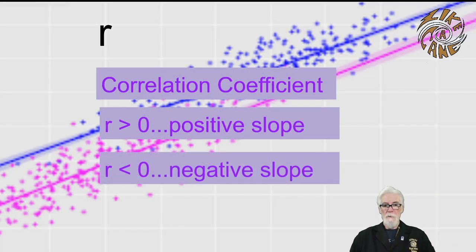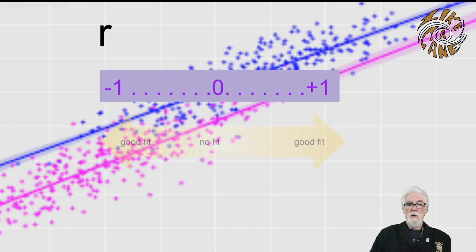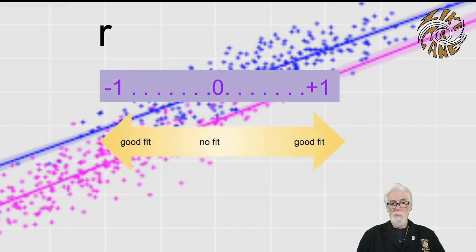So now let's talk about R. The name for R is the correlation coefficient. When R is positive, greater than 0, that means it's a positive slope. And when R is negative, that means there's a negative slope. R ranges from -1 to +1. It's never outside that range. When R is 0, that means there's no fit between the line and the points. A line would be a terrible model. When R gets to the extremes, closer to -1 or closer to +1, that means you have a good fit.